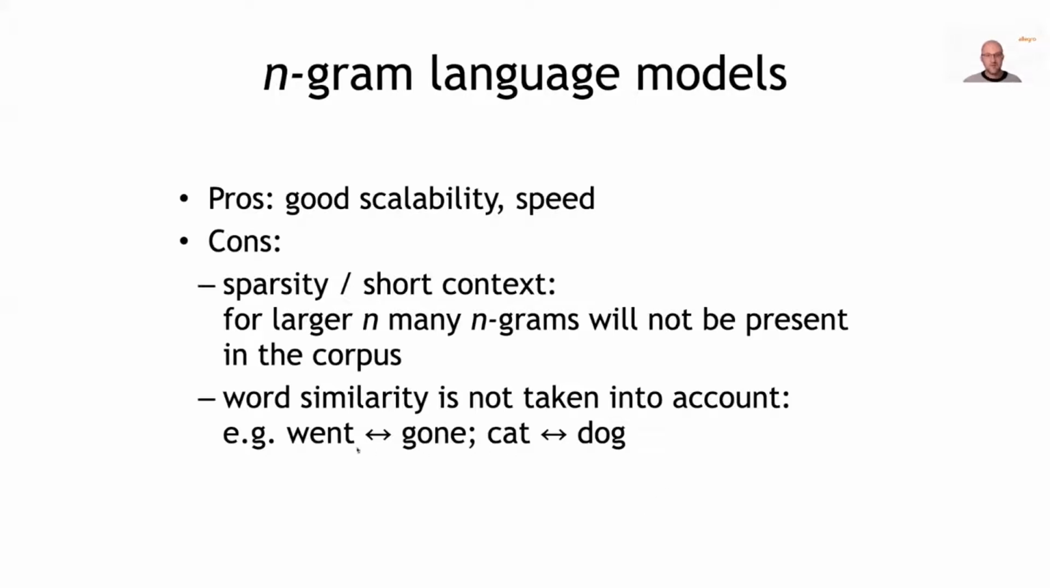So if you count occurrences of these words in the corpus, they're just separate words. So if you count cats in your corpus, it will tell you nothing about dogs. And we would like our model to generalize over word similarity.